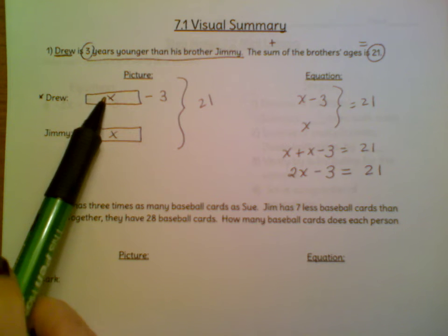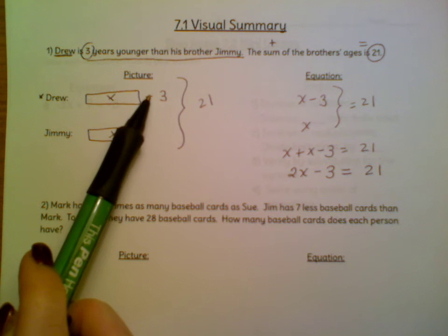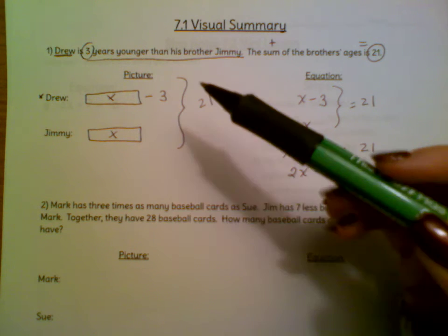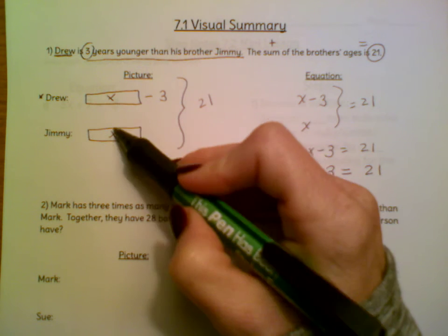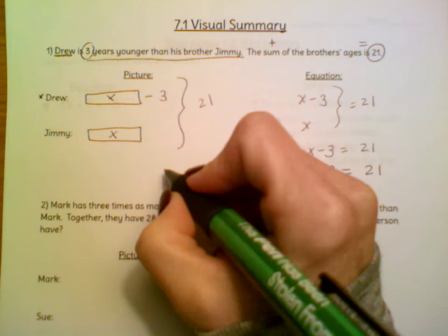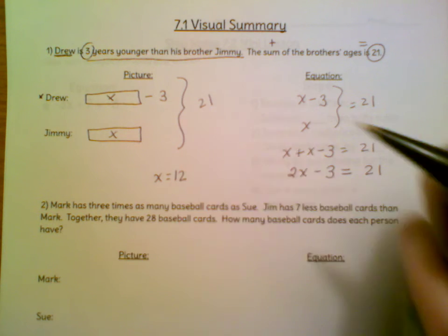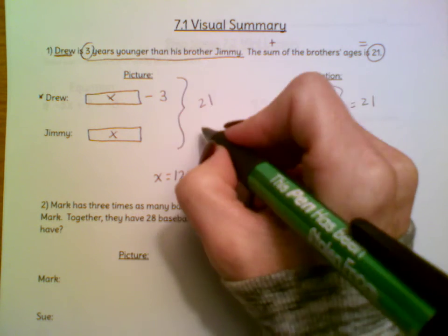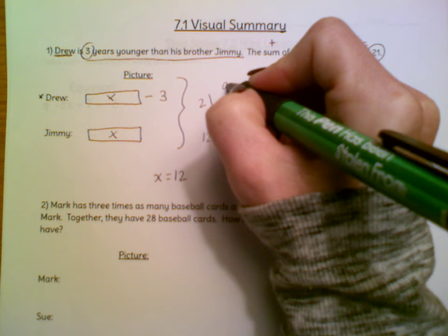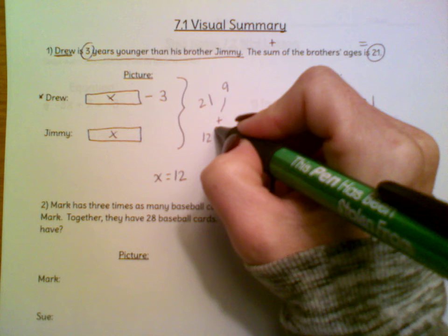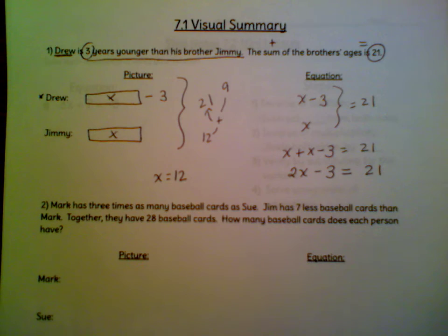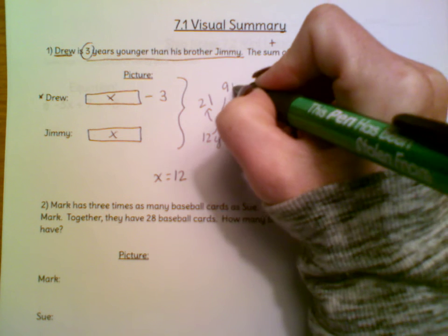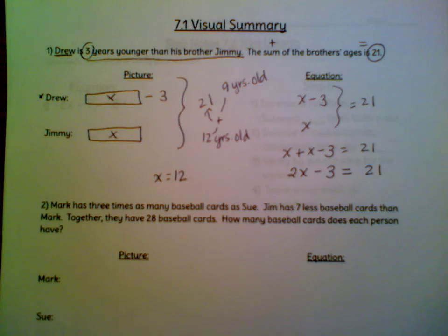So I know that the x has to be the same quantity. If instead of subtracting 3, I put 3 more onto here, that would be 24. And if I divided 24 into 2 equal pieces, I would get x equaling 12. And I can check it. If Jimmy is 12, that means Drew is 9. And if I add these two together, I do get the 21. So Jimmy is 12 years old, and Drew is 9 years old.